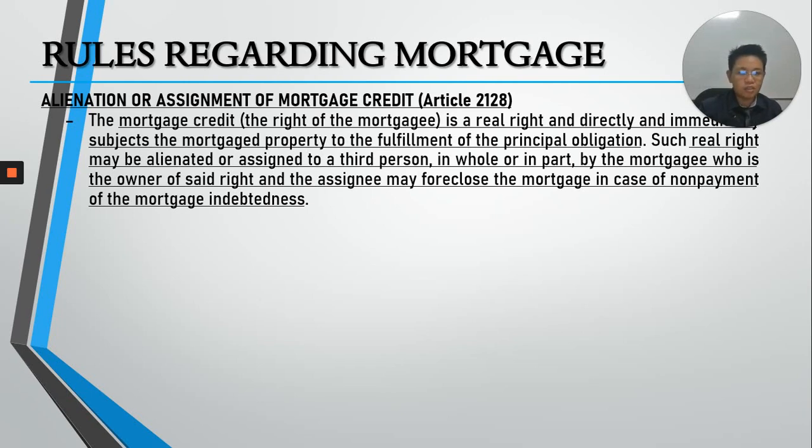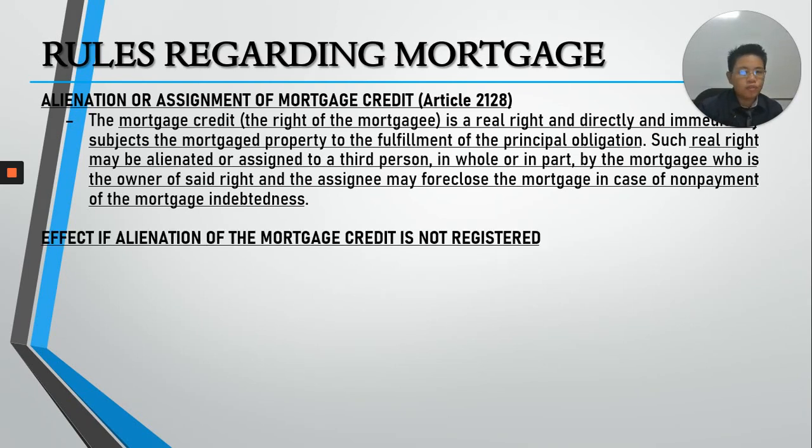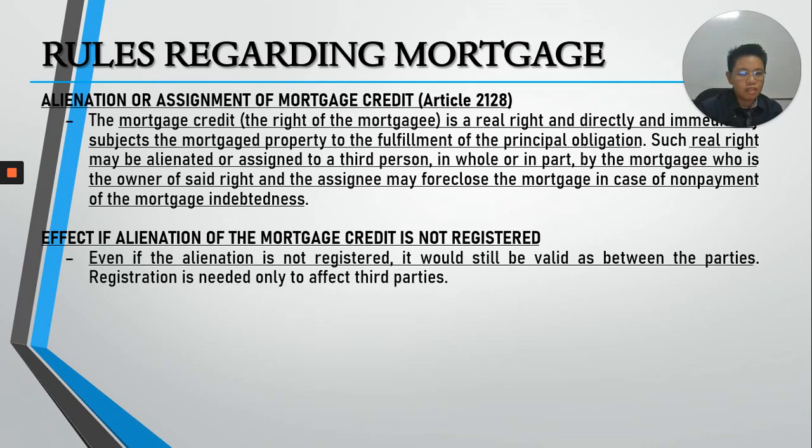Pinag-aralan na natin yan. So, in addition to assigning your credit to other people, pwede ring ibenta yung mortgage credit. So the assignee here will collect from the debtor. If the debtor does not fulfill the principal obligation, the assignee may foreclose the mortgage in case of non-payment of the mortgage indebtedness. So, what if the alienation of the mortgage credit is not registered, valid as between the parties?